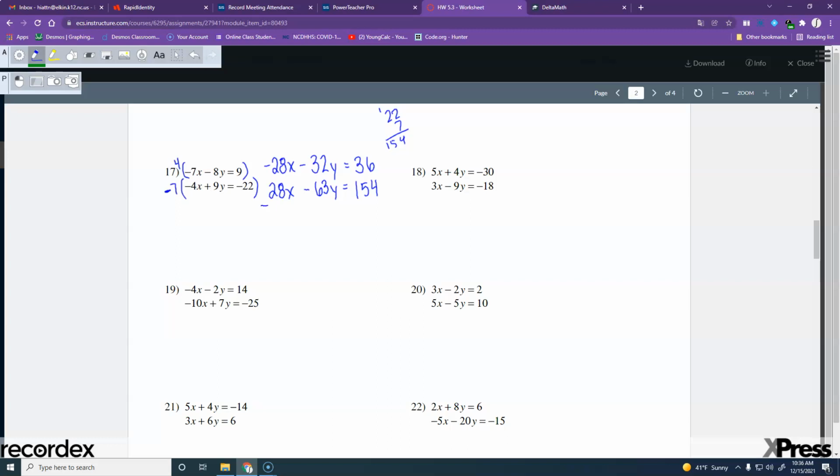Okay, yep, so now our x's are going to eliminate. We're going to add everything else together. So if we do negative 32 and negative 63, we're going to get negative 95y. And then over here, 190. And if we divide both sides by negative 95, what are we going to get for our y? Not 3. It's going to be negative 2.